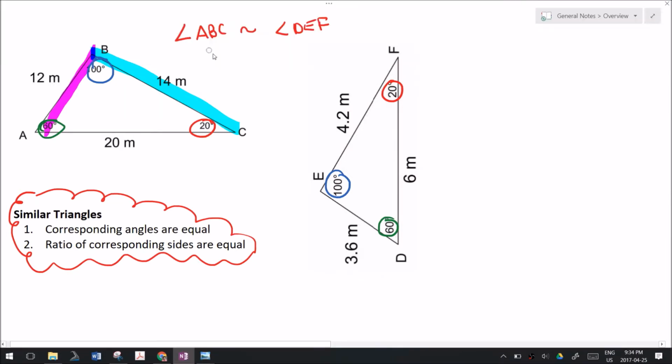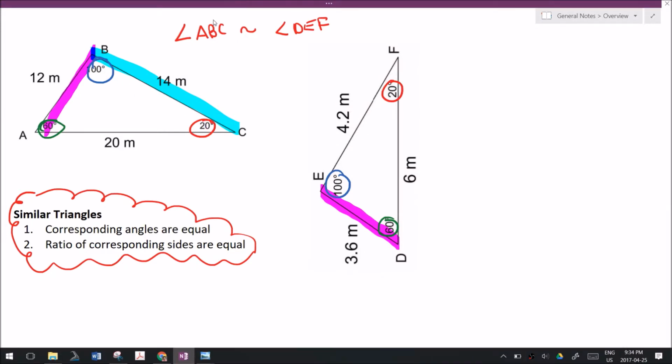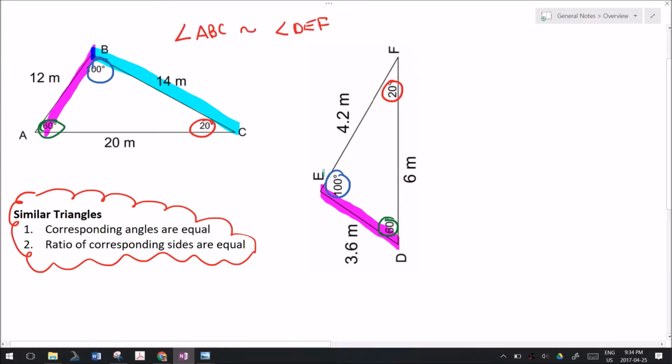To find the corresponding side for this length AB, I have to look for the side in my other triangle that is between the 60 and 100-degree angle. So that's going to be this one. To find the side that's corresponding to BC, I want to look for the side that's between the 100 and 20-degree angle. So that's going to be this side length right here. So I can still use the same rules, I just have to pay close attention to which side lengths I'm using. And you're going to see that in some of the examples that we'll do next.